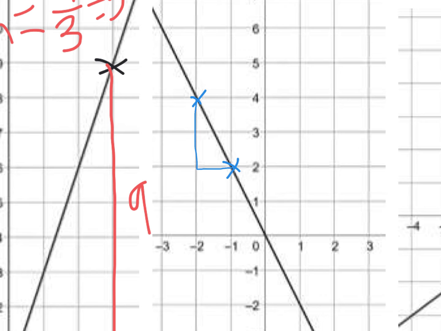So when we look at the change in the y values, it's changing from 4 down to 2, so it's negative 2. So the rise is actually a fall by 2. And then it runs across from minus 2 to minus 1. So the change in the x values is 1, or the run is 1. And then the gradient is the rise, which in this case is minus 2, divided by the run, which is 1, and we get minus 2.